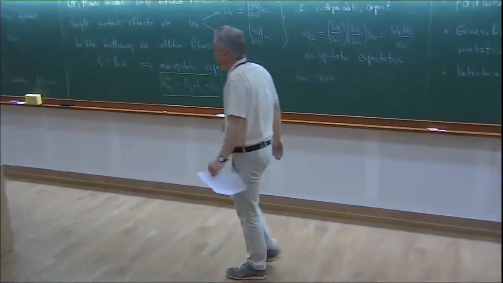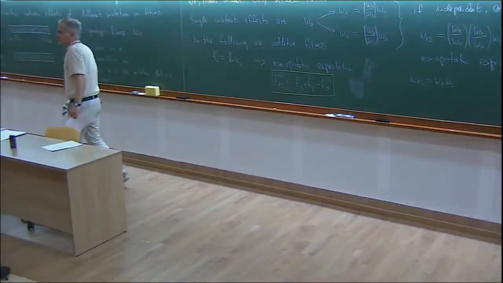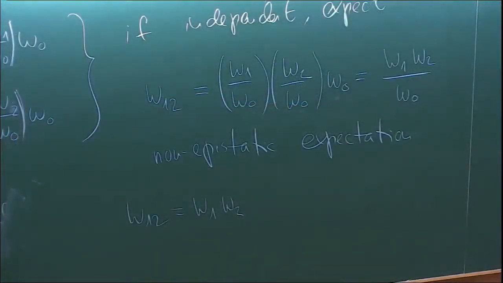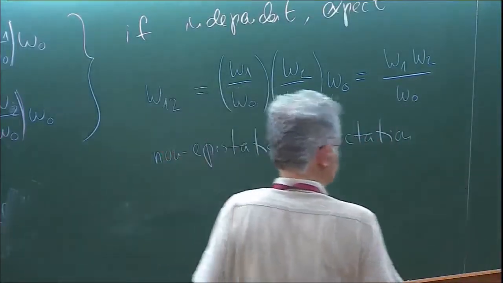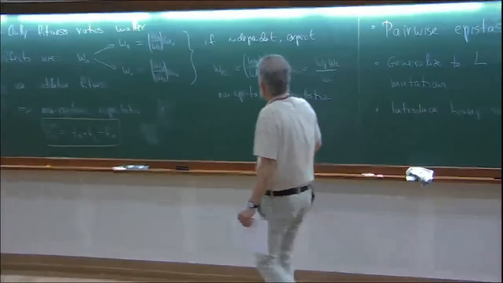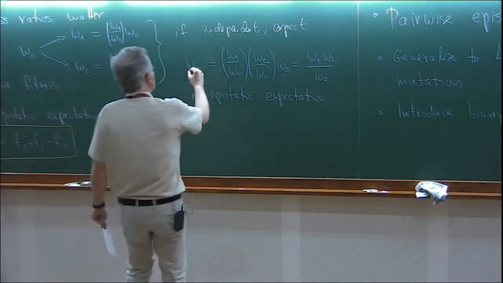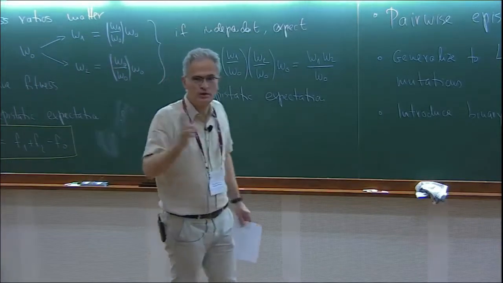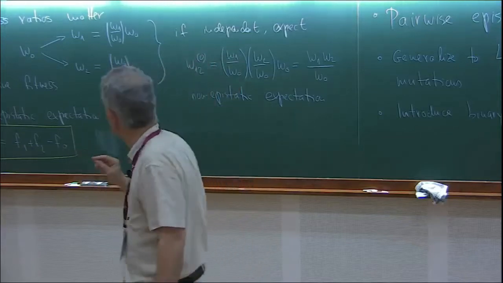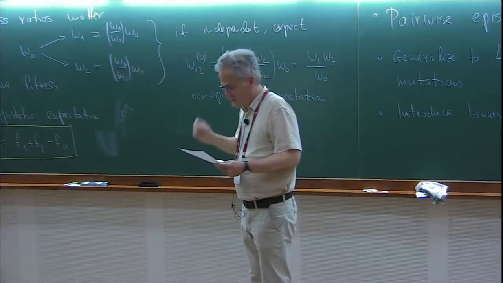Okay, let me maybe go a little bit further. What is F12? F12 is the log of W12. No, it's not. This is the expectation. So let me put a zero here. This is what you would get if there were no interactions. This is the expectation, but the actual value, of course, is different. Okay? Good.